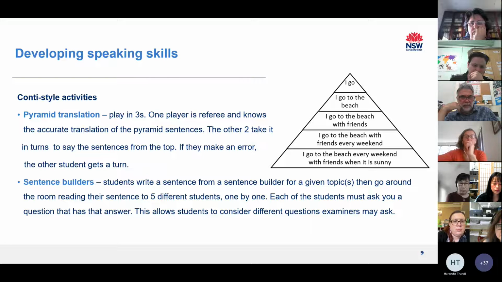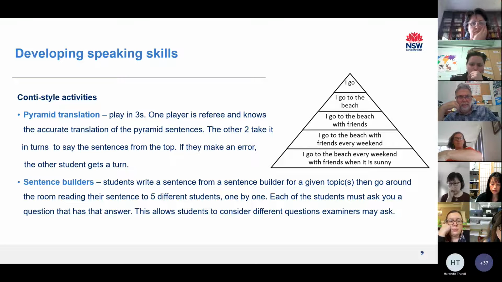Pyramid translation. Play in threes. One player is referee and knows the accurate translation of the pyramid sentences. The other two take it in turns to say sentences from the top. If they make an error, the other student gets a turn.